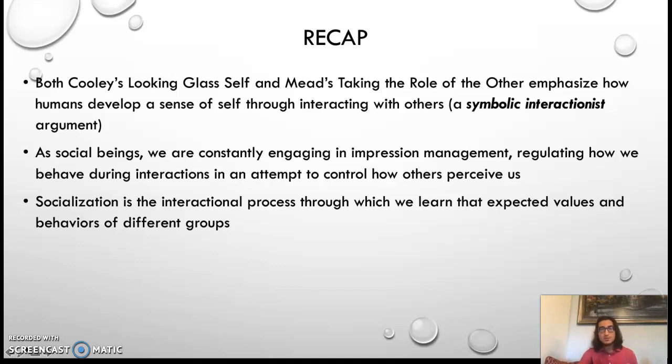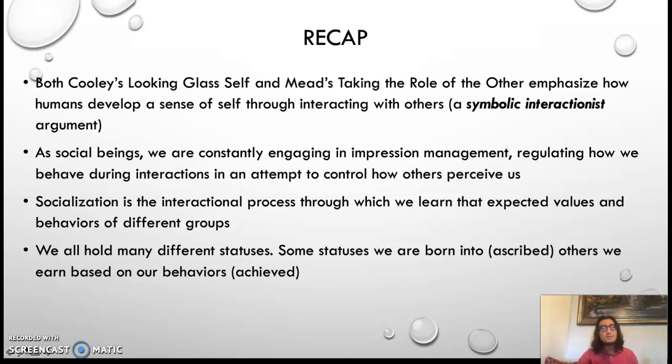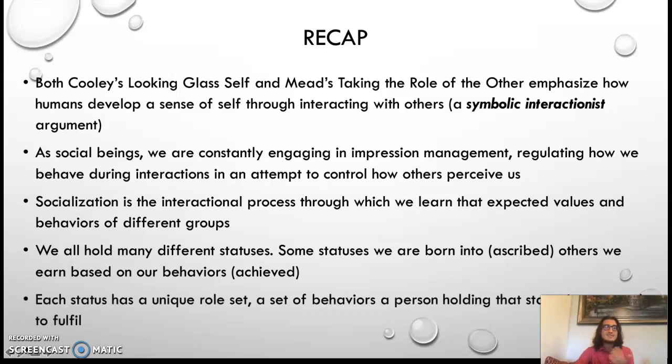Socialization is the interactional process through which we learn the expected values and behaviors of different groups that we are a part of. We all hold many different statuses. Some statuses we are born into, those are the ascribed statuses, and others we earn based off our behaviors, those are the achieved statuses. Also remember, all of us have different master statuses, which are the main statuses that people use in interactions with us to guide how they're going to behave. And lastly, each status that we occupy has a unique role set, which is a set of behaviors a person holding a particular status is expected to fulfill.